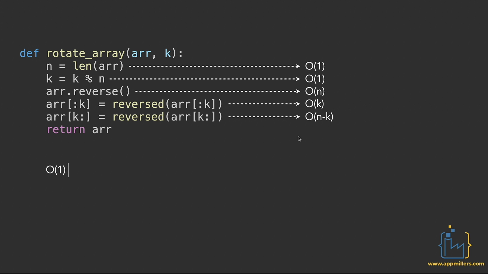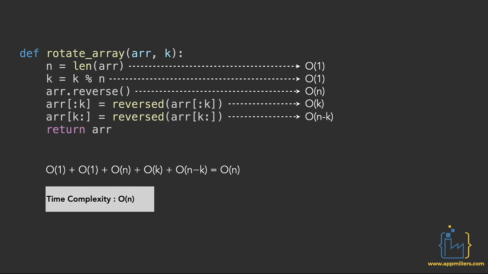Now if we combine all these complexities, it's going to become O(n) time complexity, because here we are excluding the non-dominant terms. So the total time complexity is O(n), and the space complexity is O(1), because here in-place reversals are used, meaning that no extra array or data structure is created for this operation. That's why space complexity is O(1). So hopefully everything is clear about this exercise.